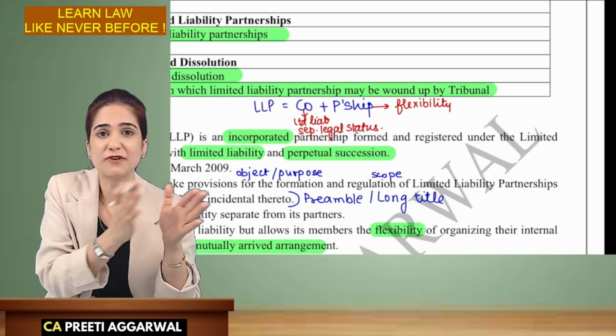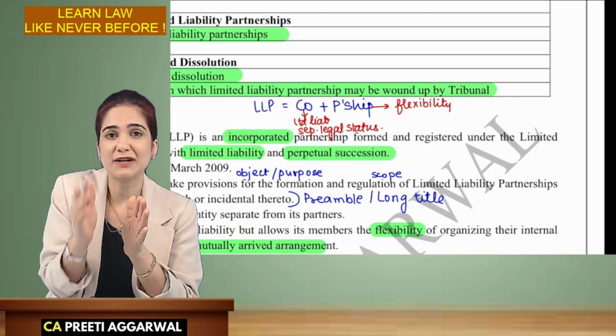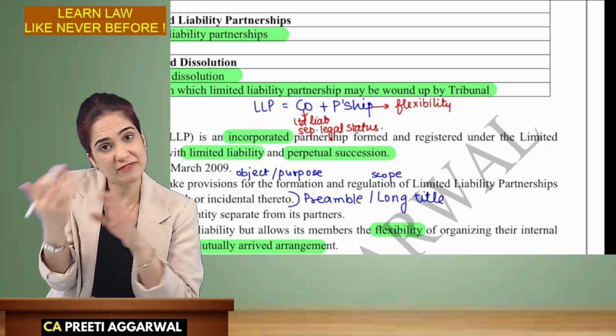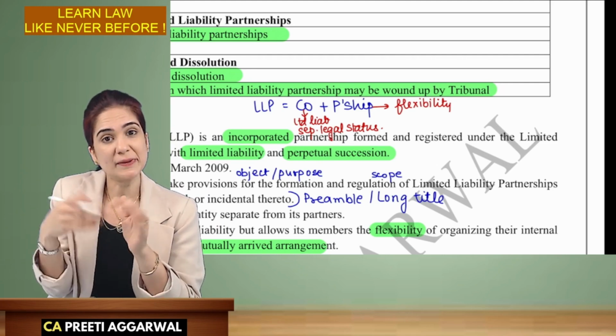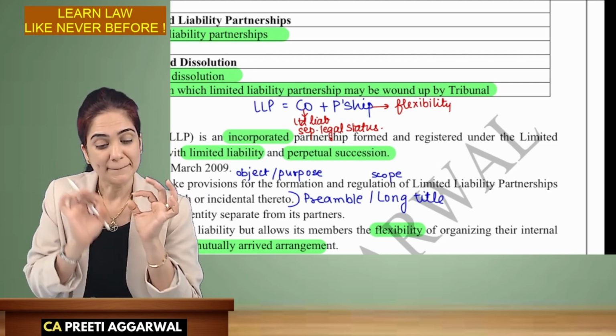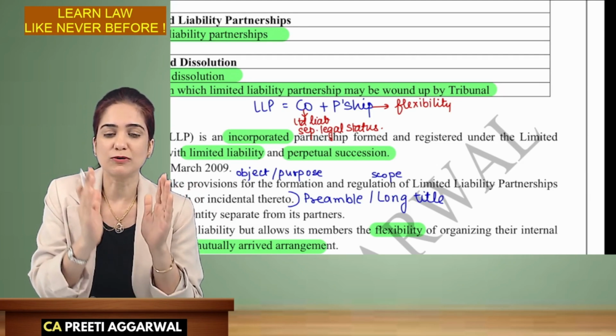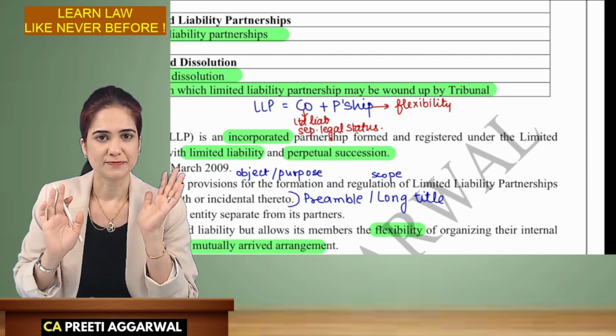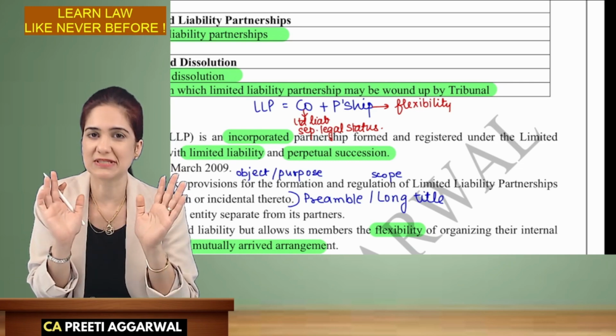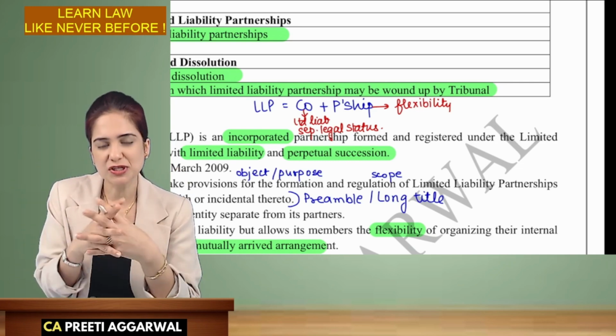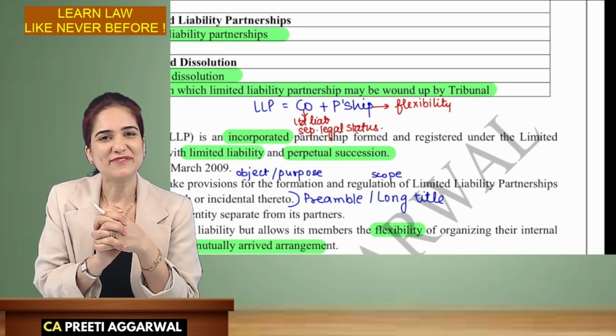LLP is separate from the partners. LLP can enter into its own agreements. LLP will be liable. LLP can purchase assets. Members' liability is limited. They will be liable only to the amount of their capital contribution. They will not be personally liable. So there are many features which, when combined, give us LLP.